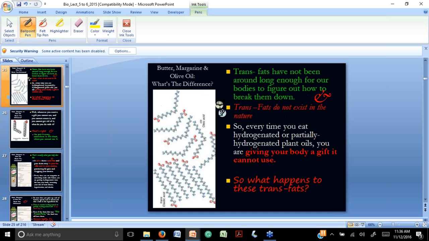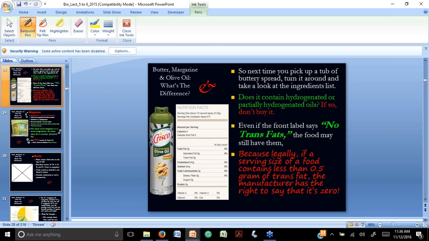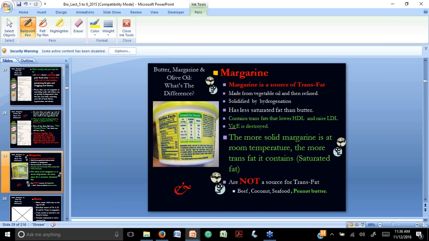So hydrogenation, if you don't see hydrogenation in your label, it doesn't mean that they don't have it. Yes, they have it. If they have 0.5 or less, it's legal to put zero trans. Crisco, olive oil, never again.